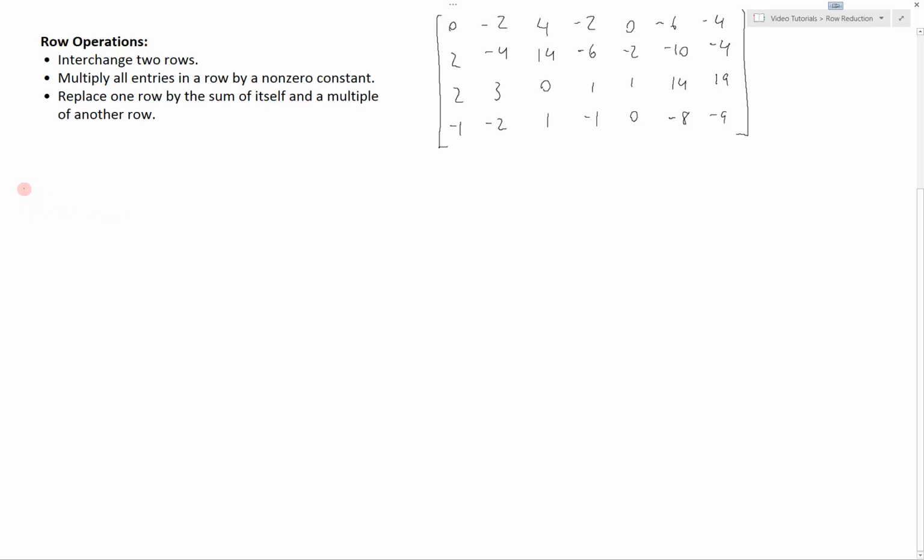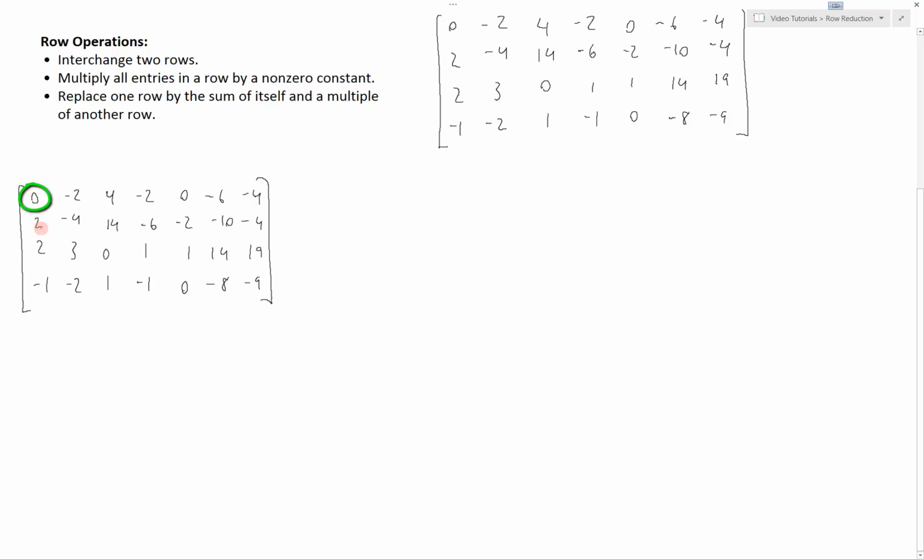We'll start off with the matrix that we have. 0, minus 2, 4, minus 2, 0, minus 6, minus 4, 2, minus 4, 14, minus 6, minus 2, minus 10, minus 4, 2, 3, 0, 1, 1, 14, 19, minus 1, minus 2, 1, negative 1, 0, negative 8, negative 9. So this is our original matrix as it's written right here. And the first thing that we want to do is to get a non-zero entry into the top left position.